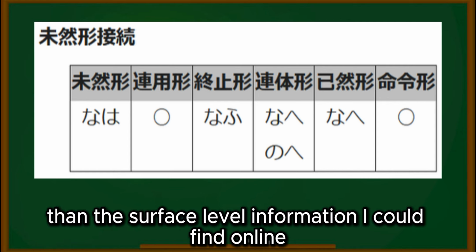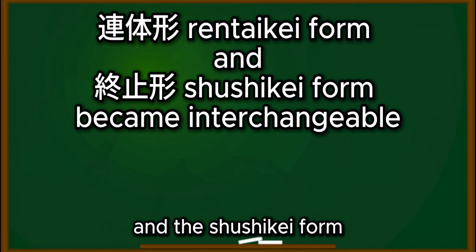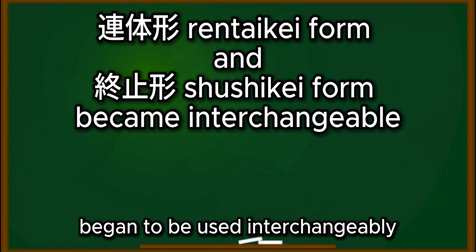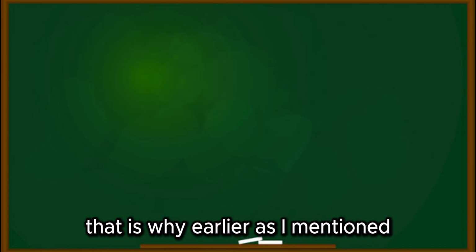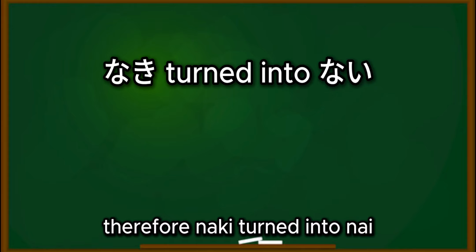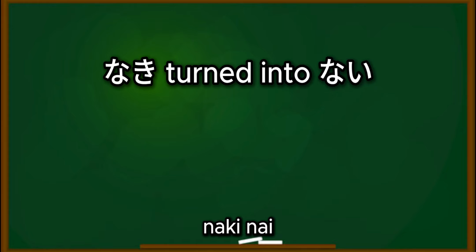What happened over medieval Japanese is that the rentai-kei form and the shushikei form began to be used interchangeably. That is why earlier, as I mentioned, nu began to be used at the end of sentences, rather than just being used as an attributive. So, what potentially happened is that we had nashi as an adjective. It was then being used in its rentai-kei form, naki, increasingly. Another sound shift occurred though, in which the rentai-kei form of Japanese adjectives shifted from a ki sound to an i sound. So, takai was originally takaki. Therefore, naki turned into nai, naki, nai.